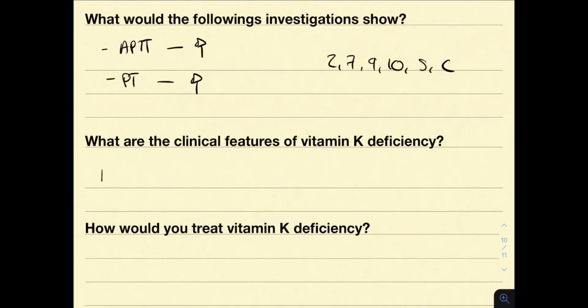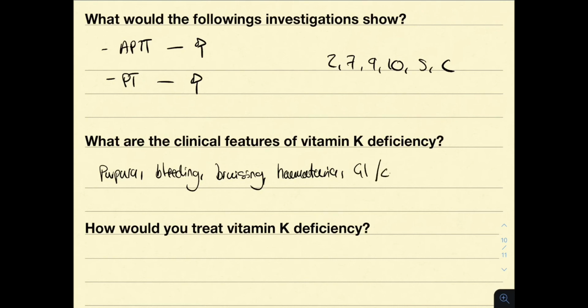Now we can ask about the clinical features. These would include purpura, hematuria, GI bleeding, and cerebral bleeding. Basically any sort of bleeding. This is because coagulation factors 2, 7, 9, and 10 are not being produced, so the risk of bleeding has been substantially and significantly increased. You can treat vitamin K deficiency by giving IV vitamin K1. This is also used to reverse the effects of warfarin.